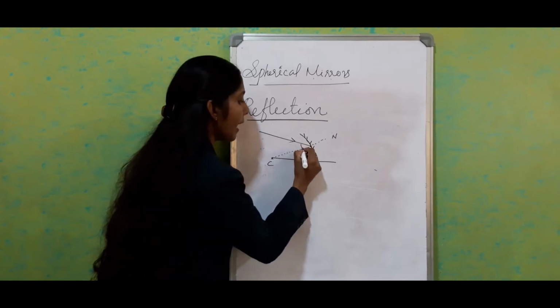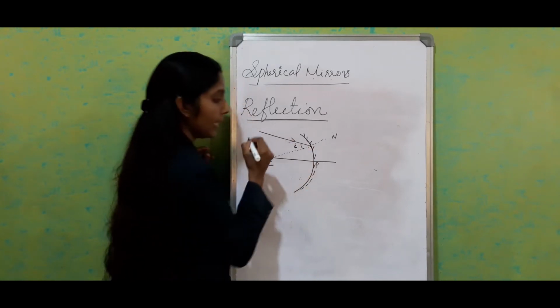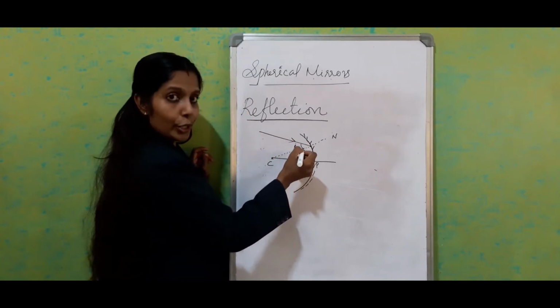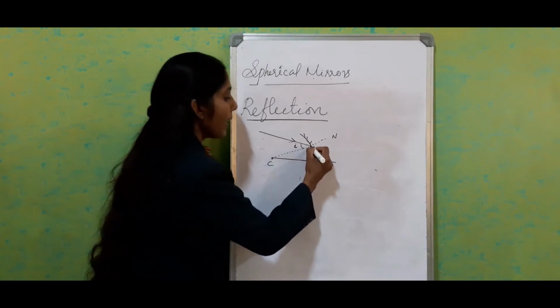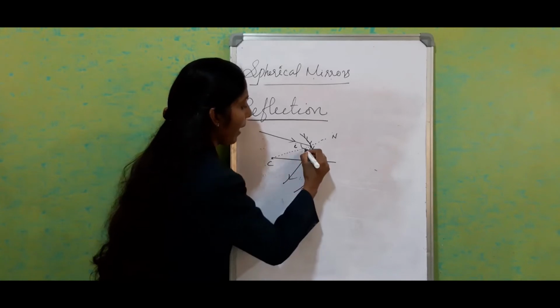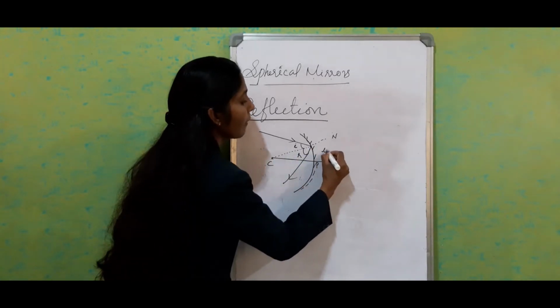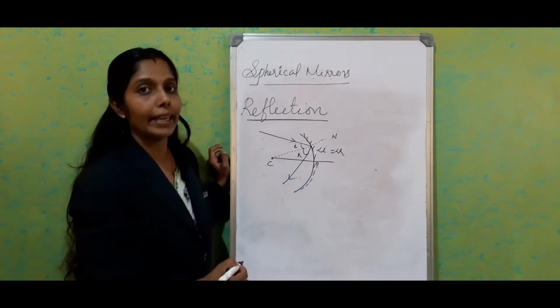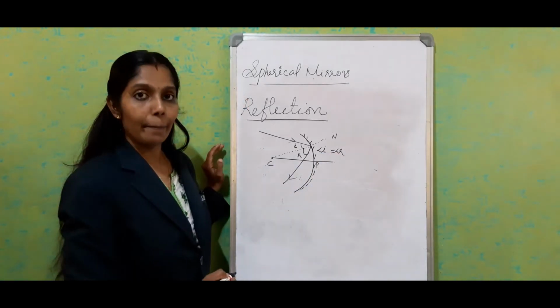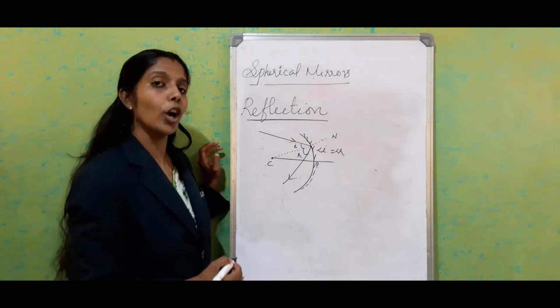So if this is the incident angle I, the same angle should be made with this normal through the center of curvature, and it has to reflect back. So these two angles will be equal. Angle I will be equal to angle R. So this is what happens in the case of concave and convex mirrors.